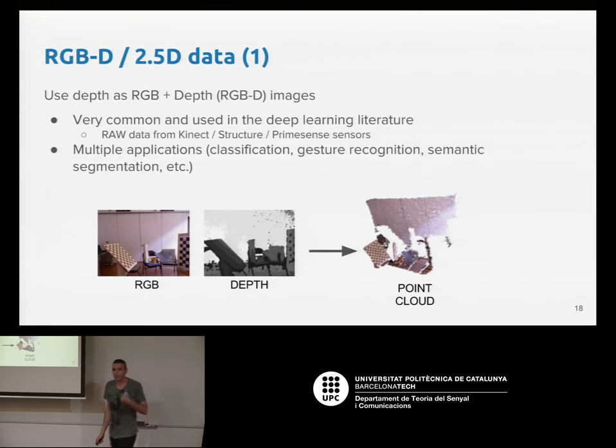So we go fast. The first one was, not using the 3D point cloud, but using RGB and depth images. This is very common in the literature. Maybe you have heard about this in the previous talks. Some of the sensors use this as the raw input. The sensor captures the RGB image, captures a depth image, and then from this builds the point cloud. So it's a good idea to say, I won't use the point cloud, I will keep using the raw data of the sensor, which is the RGBD. And again, there are multiple applications for this, multiple networks using RGB plus depth.